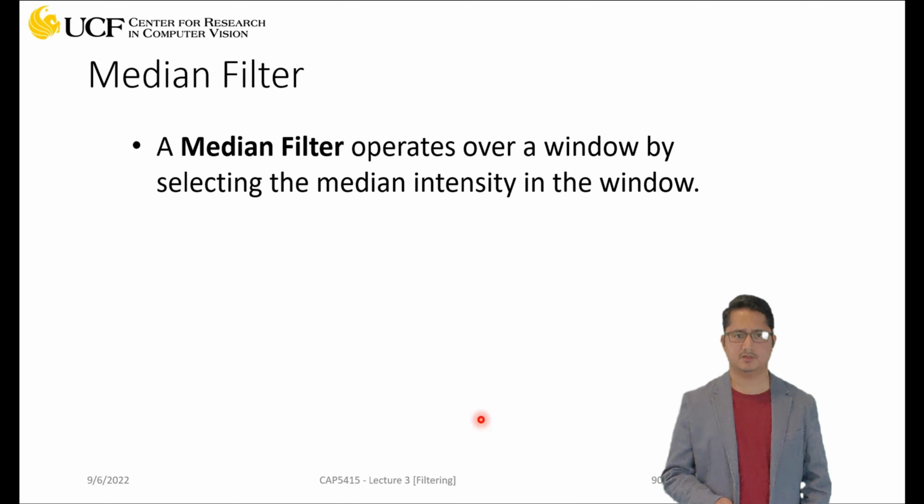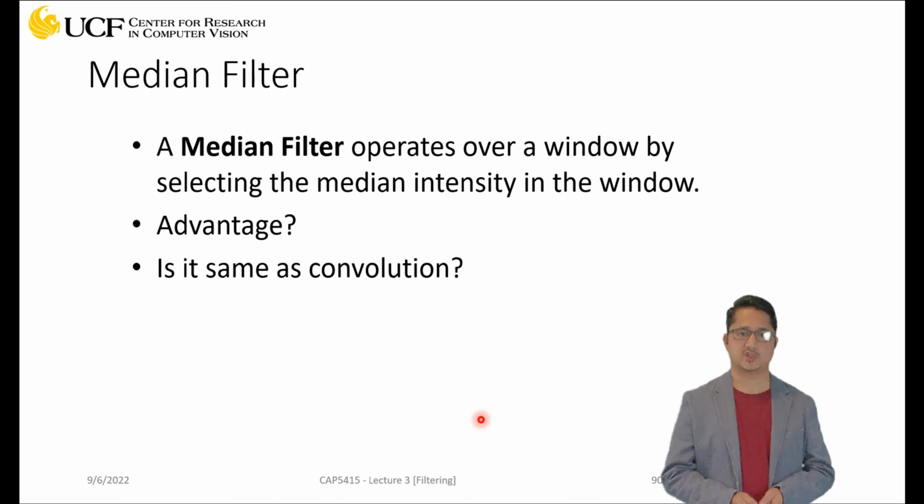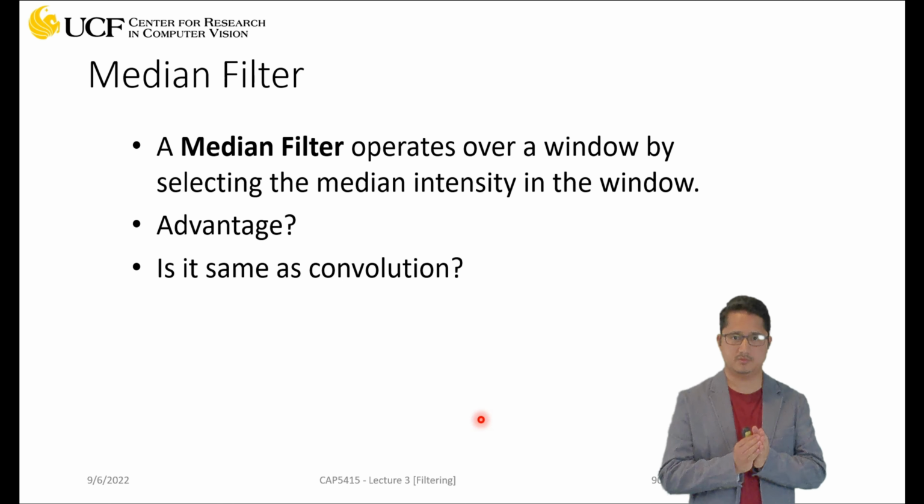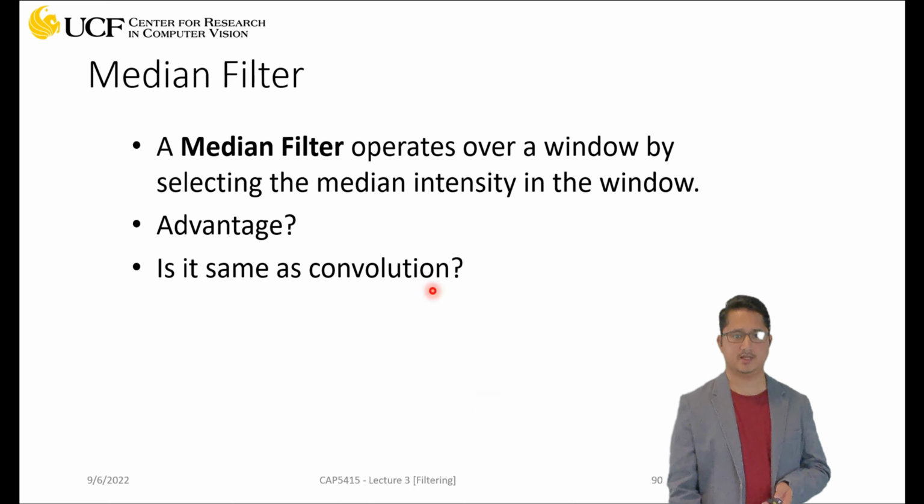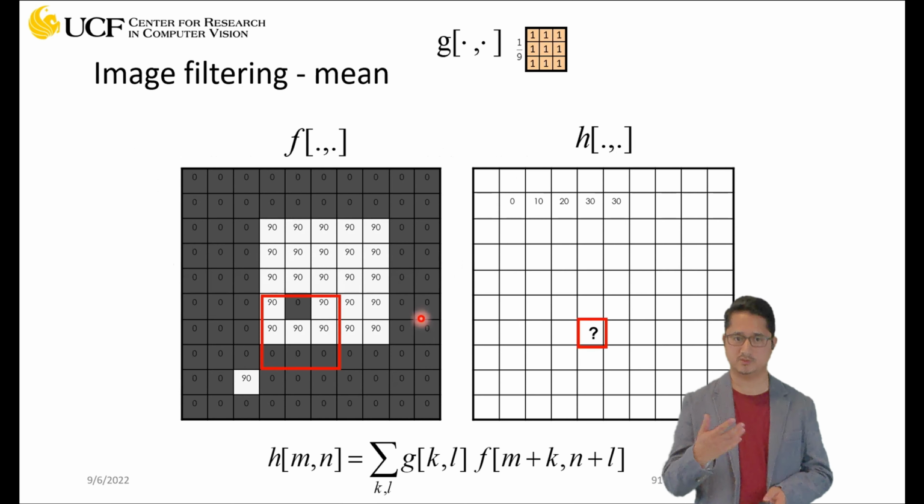All right, so I think this one should be the last one we cover today. And this is called the median filter. The median operation, I think you should all know from your basic maths. What the median filter will do is, in that neighborhood, instead of computing an average or any linear combination, it will just select the median value. We'll see what the advantages are, and it's not the same as convolution because we are not actually using the neighborhood values.